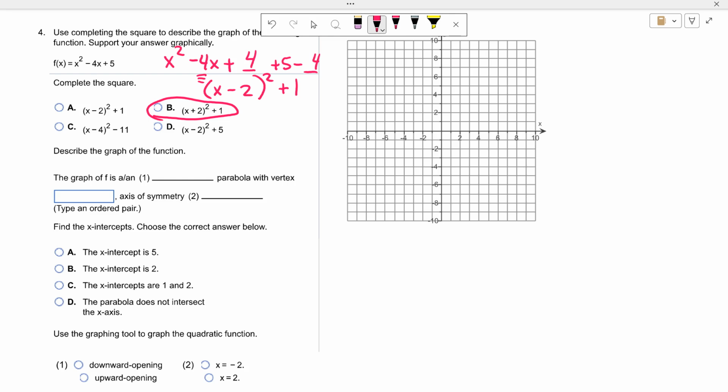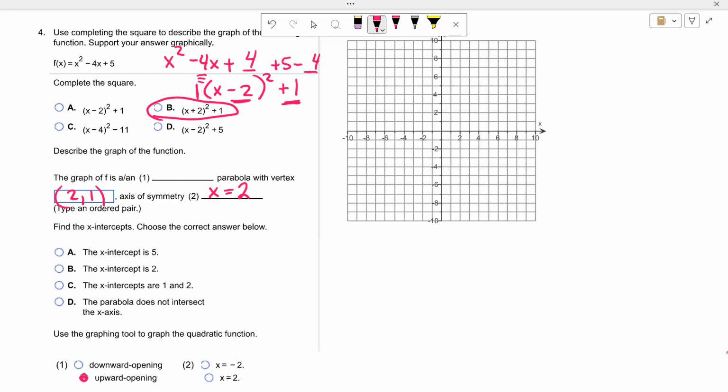All right. Does it open up or open down? Would this open up or down? Up, because the first term coefficient is a 1. It opens up. Upward opening. Where's the vertex? 2, 1. The opposite of this, the same as this. What's the axis of symmetry? It's always x equals the x value of the vertex. So x equals 2. What are the x-intercepts? Well, let's find those after we put down the vertex.